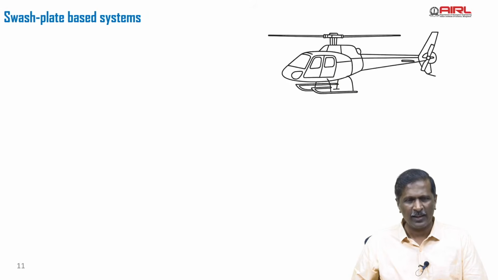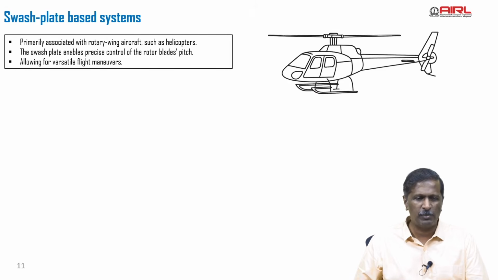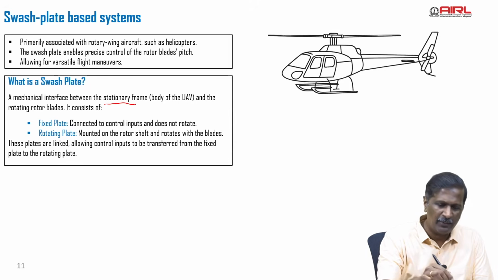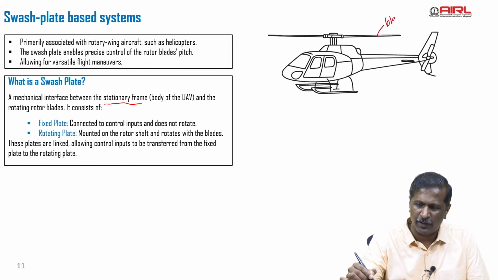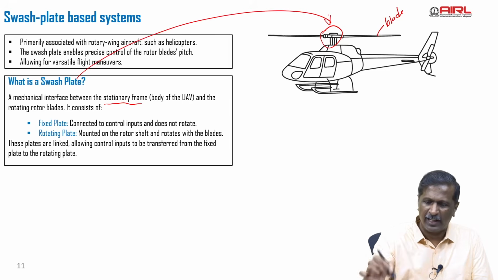Now, we talked about another type of system, which is the helicopter, which works on the philosophy of a swash plate based system. Primarily, these are also called rotary wing aircraft, right? They use the swash plate to orient the thrust direction so that they can maneuver in the XY plane. Right? What is this swash plate? It's a mechanical interface between the stationary frame, that is the body of the helicopter, and the rotating frame, that's the blade that we are talking of. This is what we are referring to as the swash plate, right? This particular element is a swash plate.